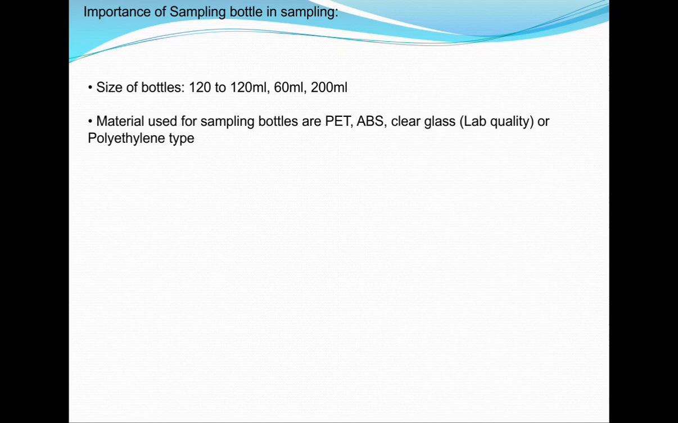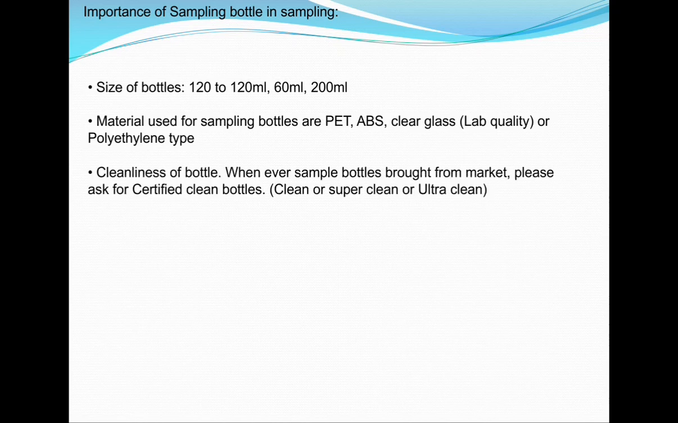The third point is the cleanliness of the bottle, how clean it is, and the grade of cleanliness. It may be clean, super clean, or ultra clean. Whenever you are purchasing bottles from the market, always ask the vendor to give a certified clean bottle. But how do you check the cleanness of the bottle? You see, there is a signal to noise ratio. This is, you can say, the measure of cleanness of the bottle.